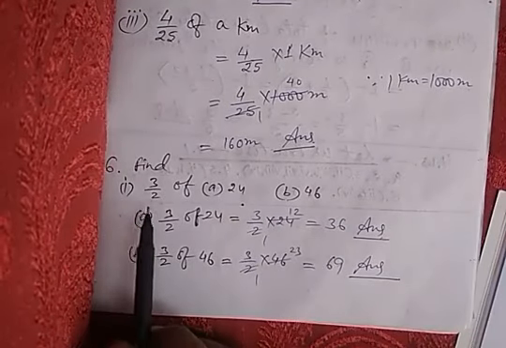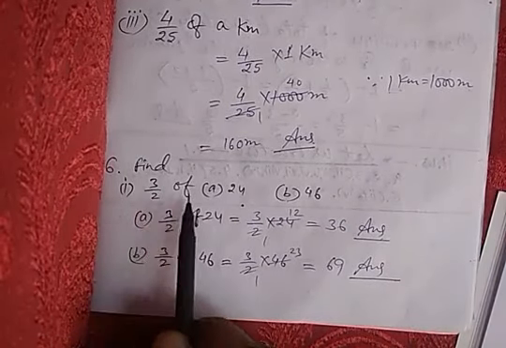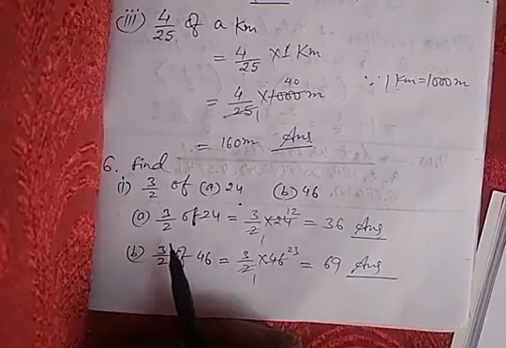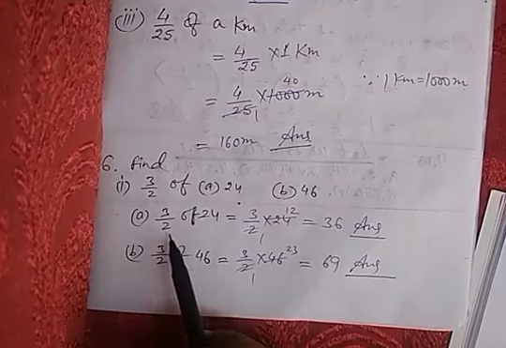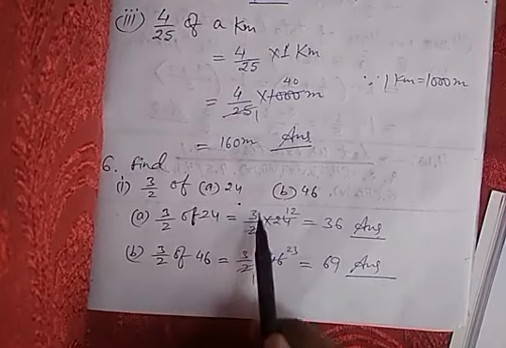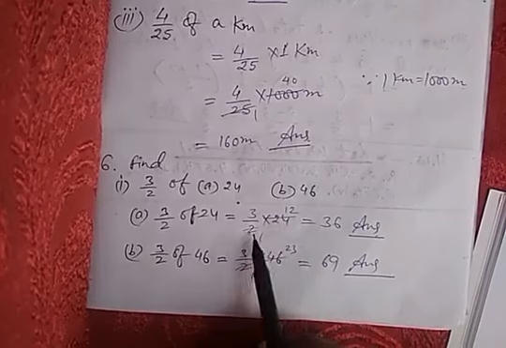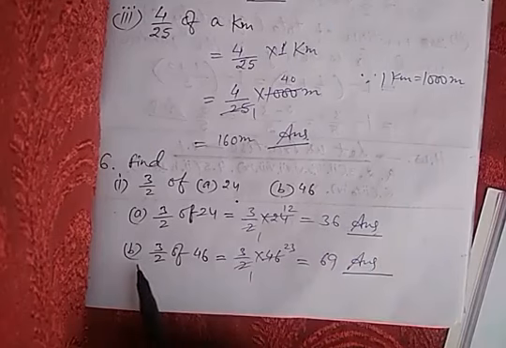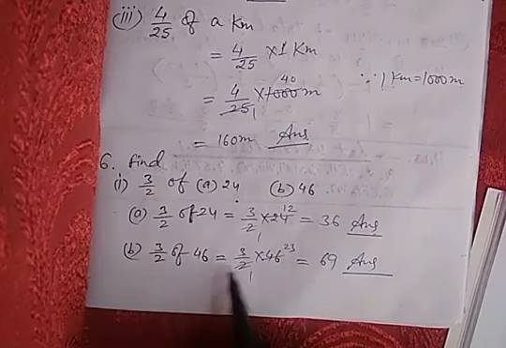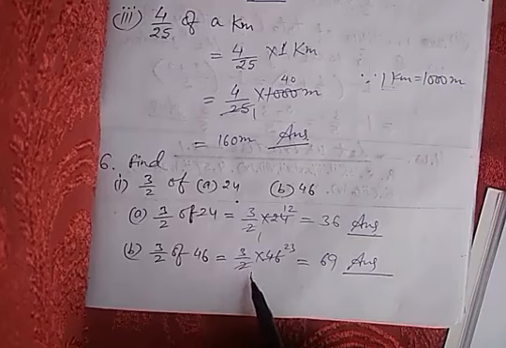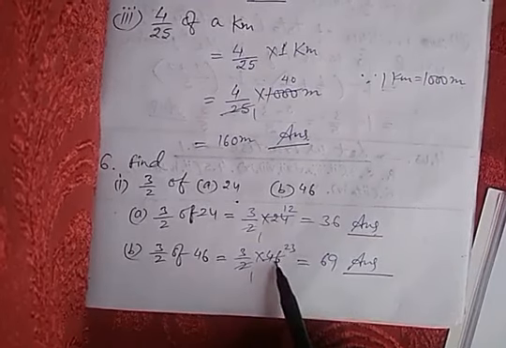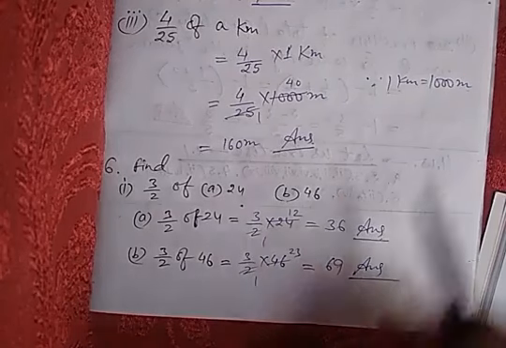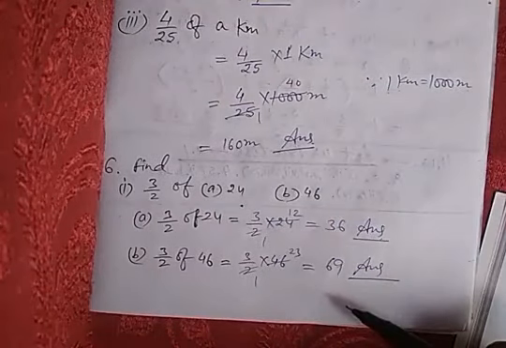Now sixth part: we have to find 3 by 2 of 24 and 3 by 2 of 46. Now 3 by 2 of 24 is equal to 3 by 2 into 24. 2 1s are 2, 2 12s are 24, 12 3s are 36. This is the answer. Now B part, 3 by 2 of 46 is equal to 3 by 2 into 46. 2 1s are 2, 2 2s are 4 and 2 3s are 6, and 23 3s are 69. This is the answer. You have to write it in your classwork.